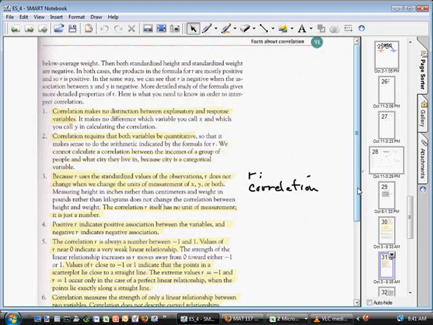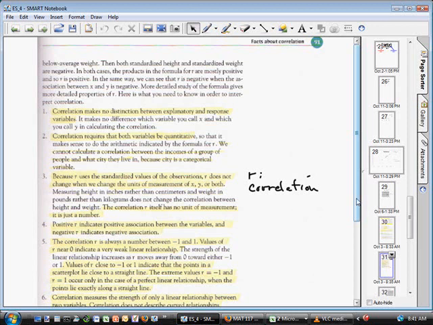The last part of paragraph 3 says the correlation r itself has no unit of measurement. It's simply a number, 0.994. It's not 0.994 inches, it's just 0.994. Number 4, a positive r indicates a positive association, a negative r a negative association. Number 5, correlation is always a number between -1 and 1. Values near 0 indicate either a very weak or no relationship.